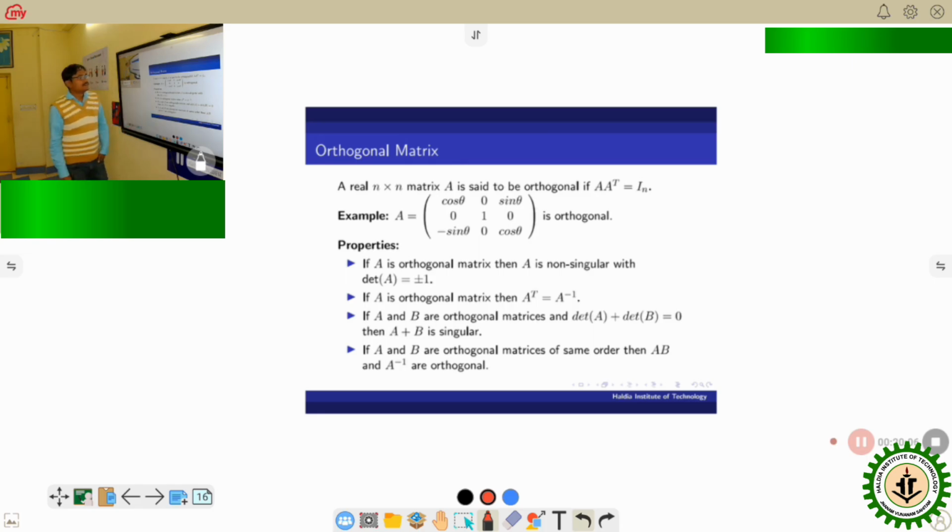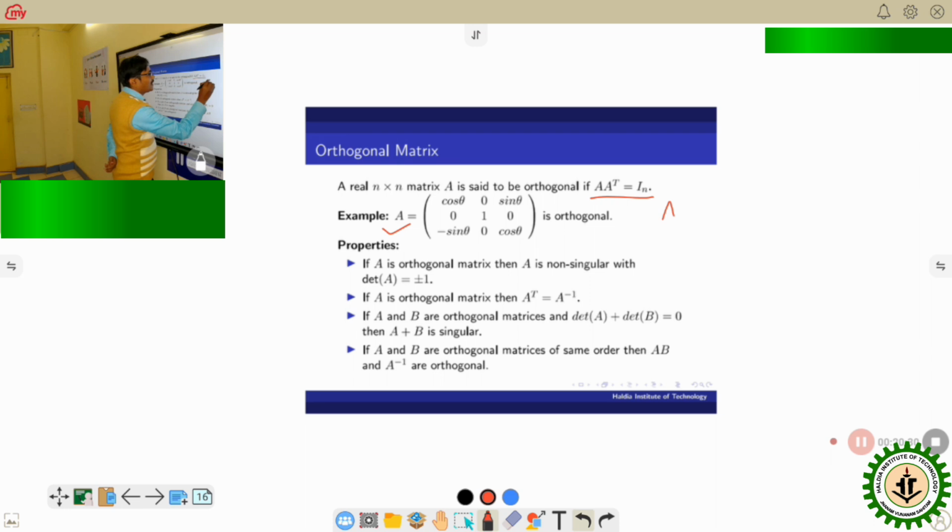Orthogonal matrix. A real n cross n matrix A is said to be orthogonal if A times the transpose of A equals I_n. And this is the example. You can check and verify that this matrix is orthogonal. That means this is the given A, and what is A transpose?